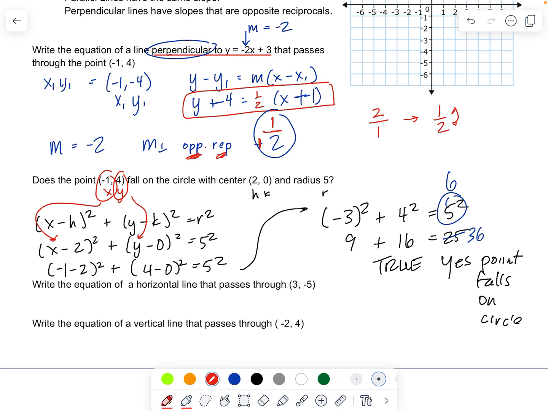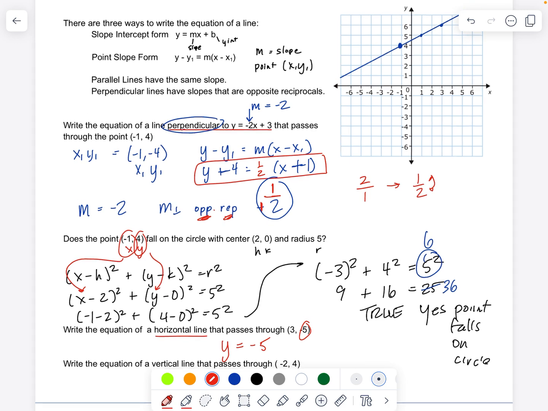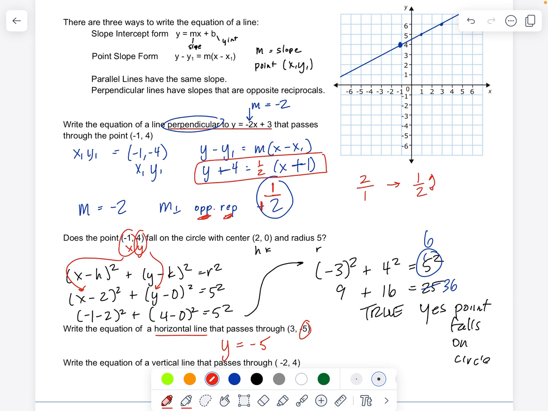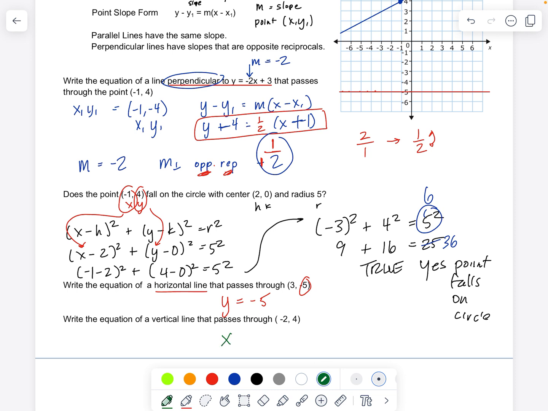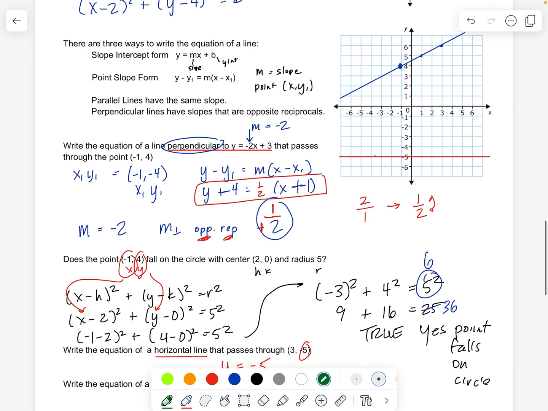Okay, last two reminders here. Horizontal lines are always of the form y =. So a horizontal line that passes through -5 is of the form y = -5. That means all of the y values are -5, and if you have all of the y values -5, it looks like that on the graph. Vertical lines are of the form x =, and that would be x = -2, and it would look like that on the graph.